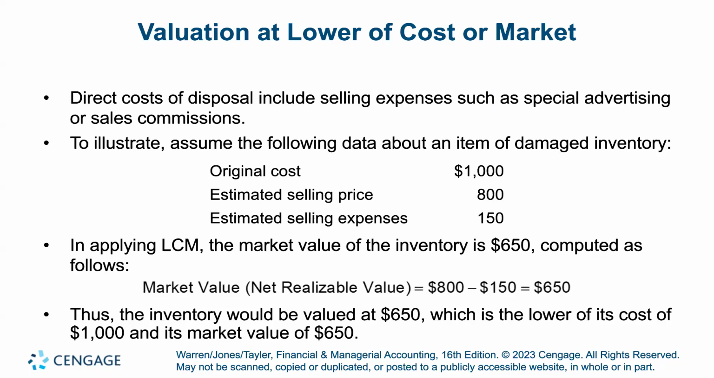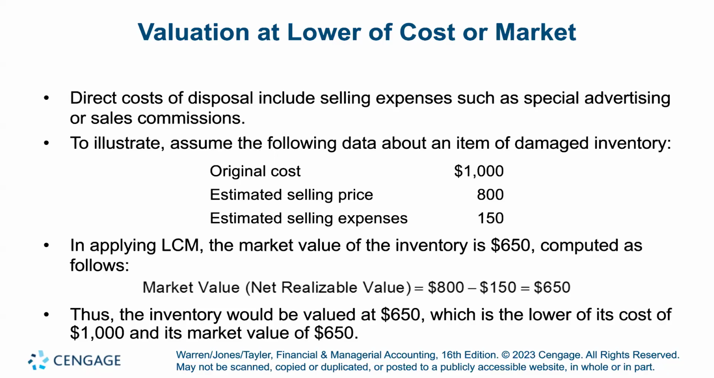The original cost is $1,000. Now the estimated selling price is 800 and the estimated selling expenses are 150. So to apply the lower of cost or market rule, we're going to call the market value of the inventory 650, which is the net realizable value of 800 selling price minus the 150 it's going to cost me to sell it at that $800. So reasonably, I can get $650 net out of these items that I paid $1,000 for. Stinks, but that's part of business sometimes.